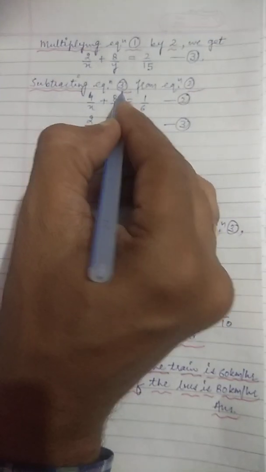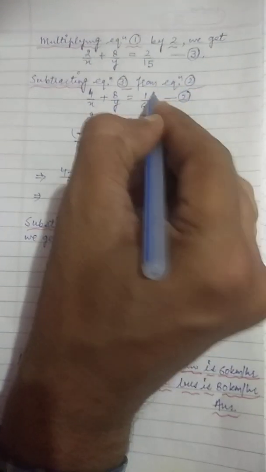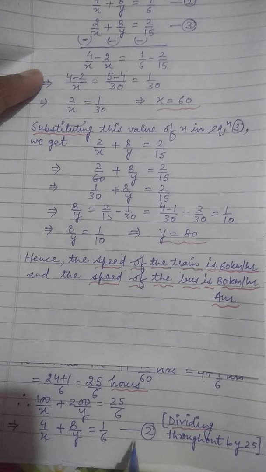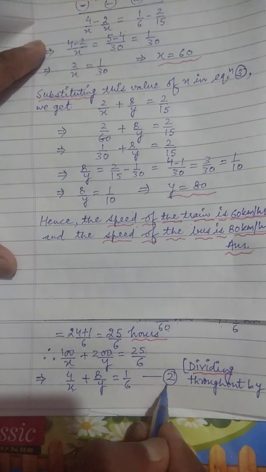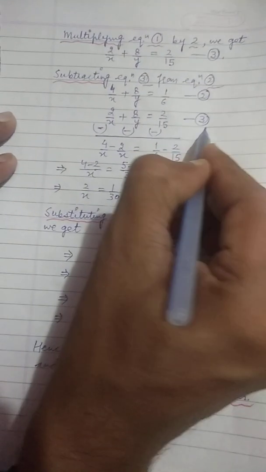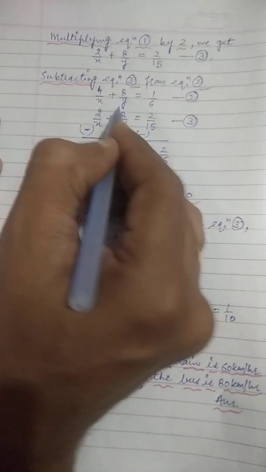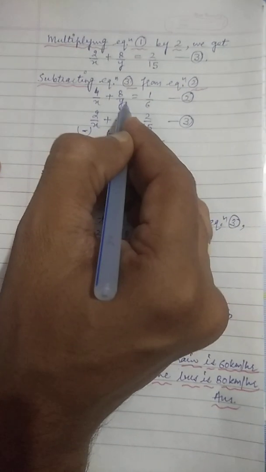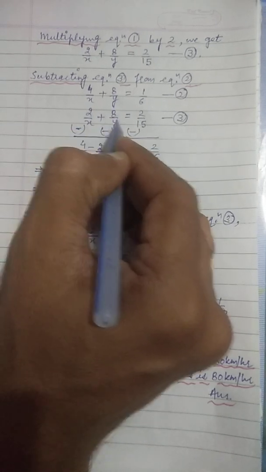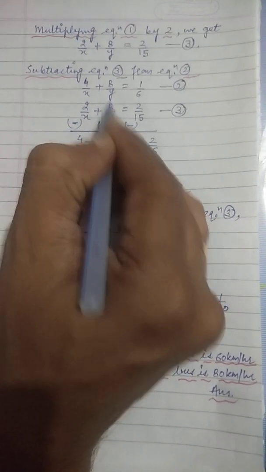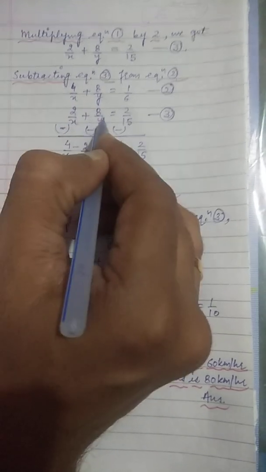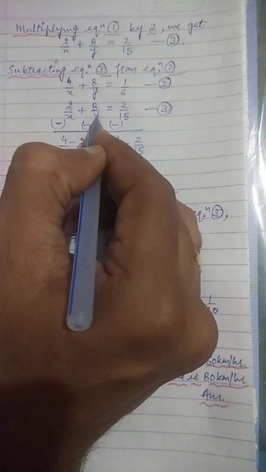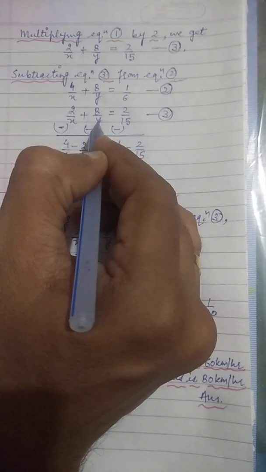And we subtract equation 3 from equation 2, which we obtained earlier, that is 4 upon x plus 8 upon y is equal to 1 upon 6. This is our equation number 2, and here we have written equation number 3. Now you can see that we have 8 upon y here and 8 upon y here also. So both are the same like terms with positive signs. In order to eliminate these terms, we subtract both the equations.